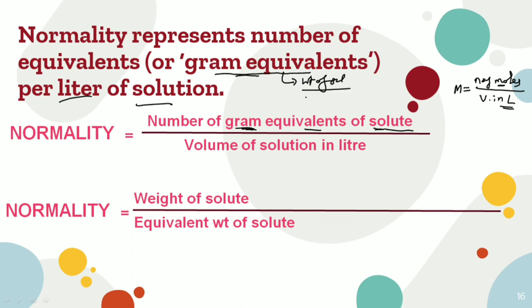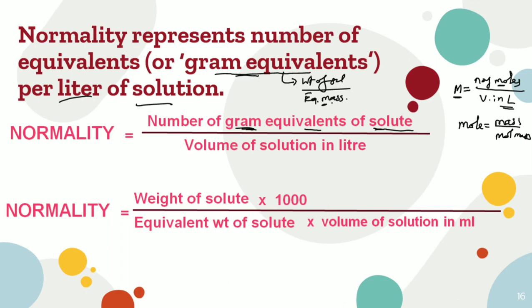divided by equivalent mass, right? So just like here we take mole is equal to mass divided by molecular mass, correct? In case of the molarity. But here we will consider weight of the solute, that is nothing but mass of the solute divided by equivalent mass. Instead of molecular mass, here we consider equivalent mass, into 1000 divided by volume of solution in ml.